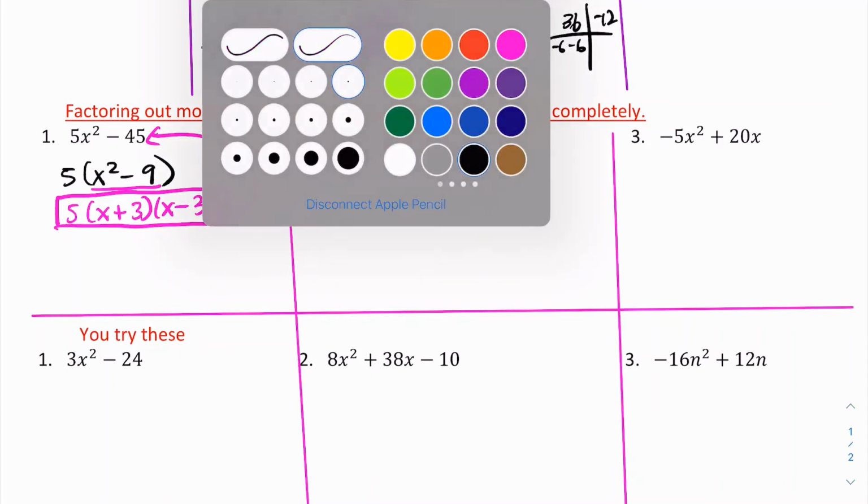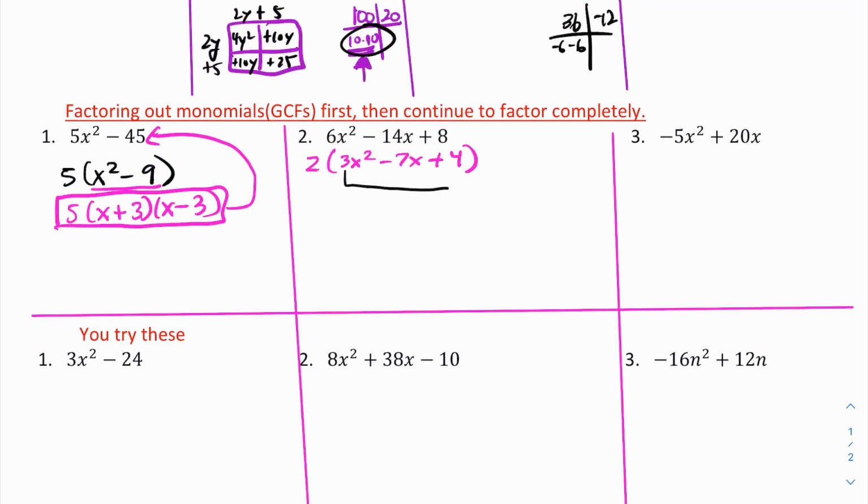So now, on the inside, I'm going to check to see if I can factor this. Sometimes it factors and sometimes it doesn't. If this doesn't factor, then you're done. So I have the numbers I multiplied to 12. They give me negative 7. So I'm only factoring this middle portion right here now because the 2 is just sitting there on the outside. So that gives me negative 3 times negative 4.